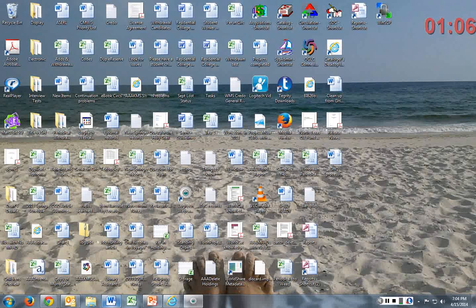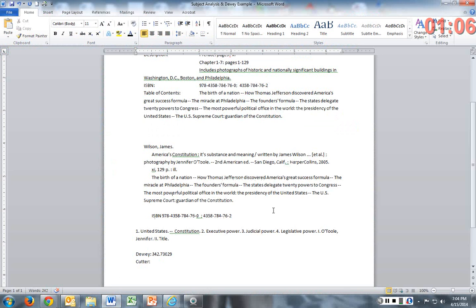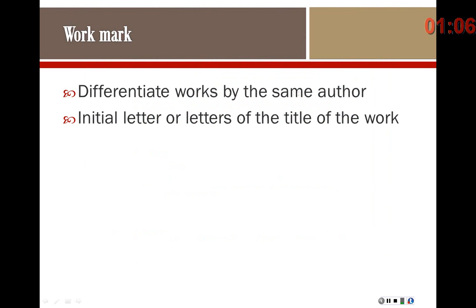Okay, so the cutter is going to be W55. Now, I didn't ask for this, but I will explain work marks because somebody asked. Melanie asked. Thank you, Melanie. And I'm going to go back to my slides on that. Slide number 17. Okay, so the work mark.